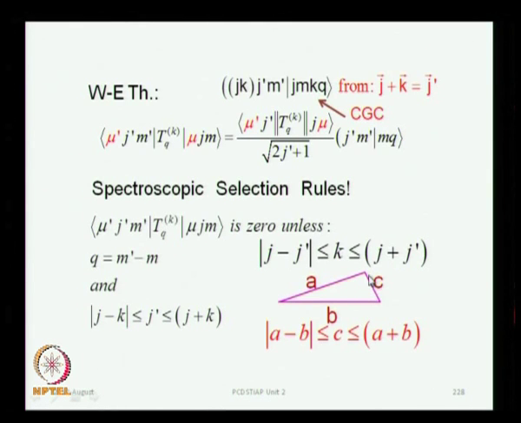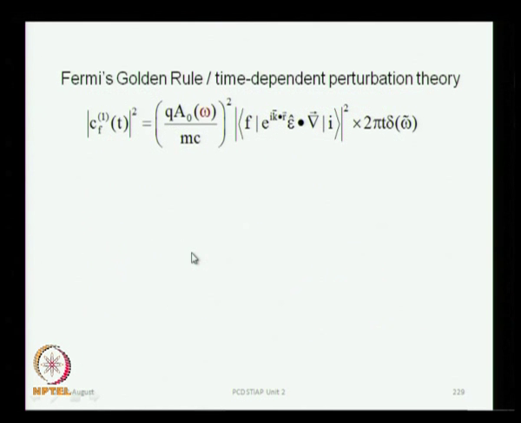Now this essentially gives you a selection rule, okay, because unless this condition is satisfied, the transition will not take place. What does it mean? This is the triangle law of inequality which we have discussed earlier. Now if this interaction is a vector interaction, okay, and let me use a result which you might have studied in time dependent perturbation theory.